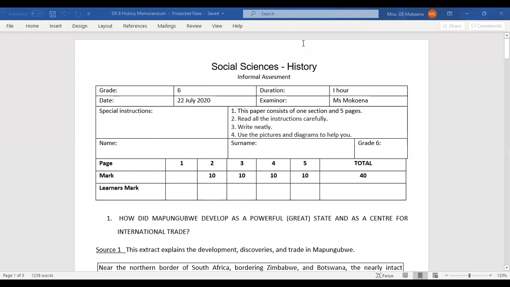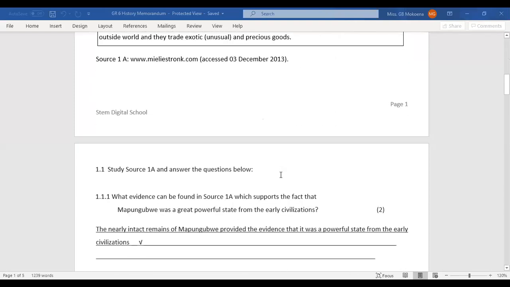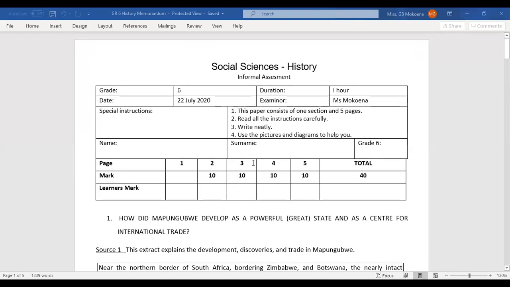Okay, so this was our paper. This is how our paper looked, okay? The difference is that this one has answers now. It was written social science, history, informal assessment. So it was for grade 6 and the duration was 1 hour. And you guys took more than that to submit. So we wrote it on the 22nd of February. And I'm the one who set the paper. I hope it wasn't that difficult because people didn't even submit.